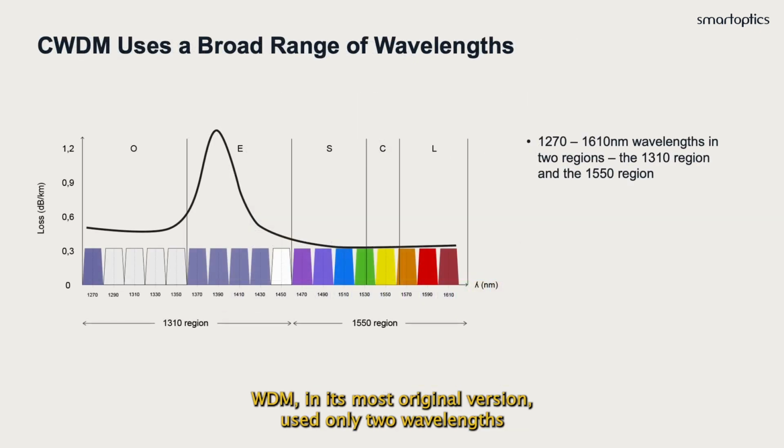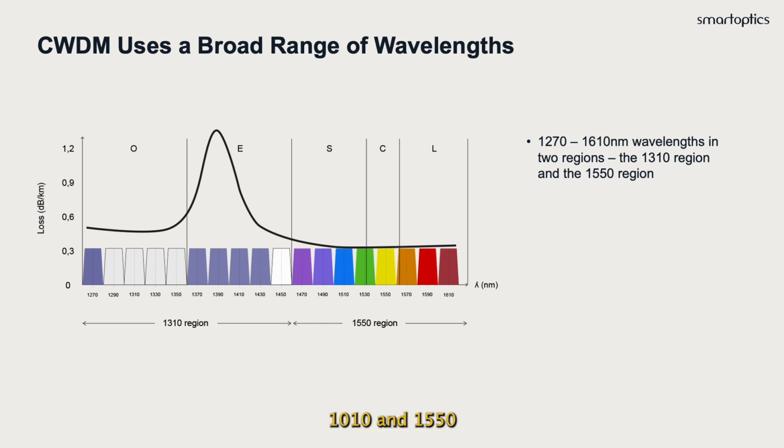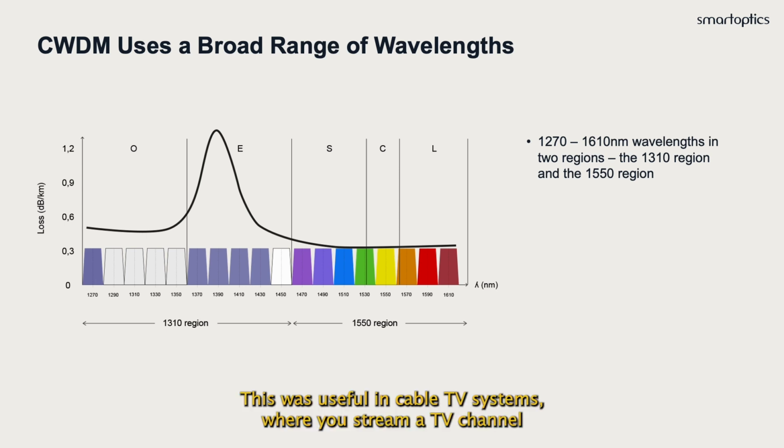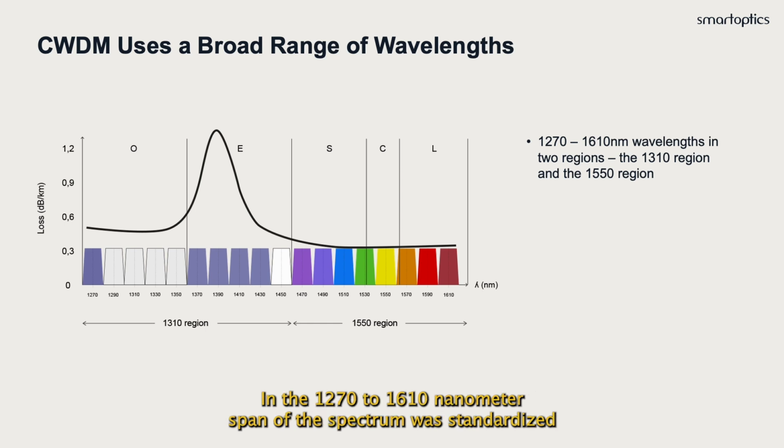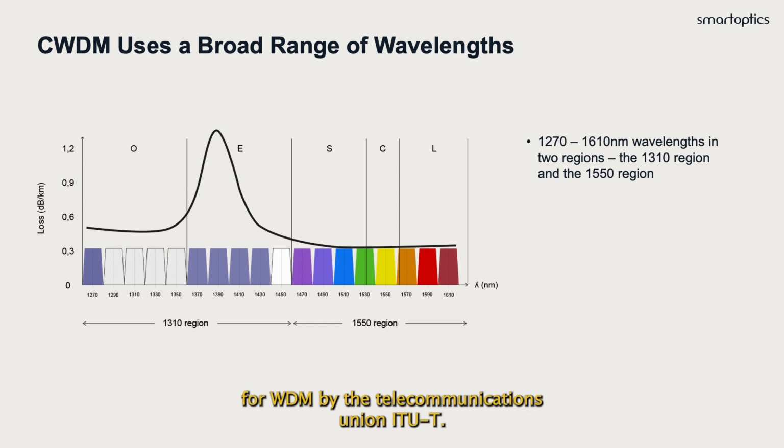WDM, in its most original version, used only two wavelengths, 1310 and 1550 nanometers, for two channels on a single fiber. This was useful in cable TV systems, where you stream a TV channel in one direction and send control information in the other. Soon, the need for more channels was pressing, and in 2002, a grid of 18 wavelengths in the 1270 to 1610 nanometer span of the spectrum was standardized for WDM by the Telecommunication Union ITU-T.